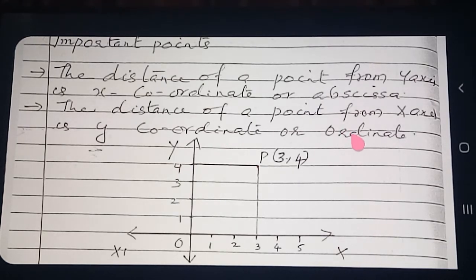Clear? So now once more, see the point P is here. How many units away from the y-axis? This distance and this distance, both are the same. So how many units? 3 units. Therefore, what is the x-coordinate? The distance of the point P from the y-axis we call the x-coordinate. And similarly, the distance of the point P from the x-axis is called the y-coordinate. That means this distance, and that is the same as this one. How many units again?